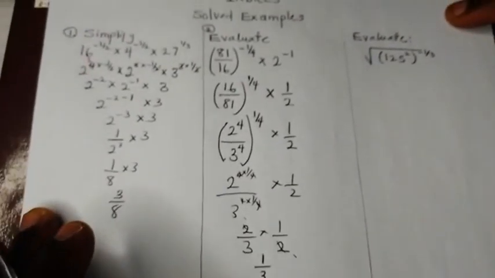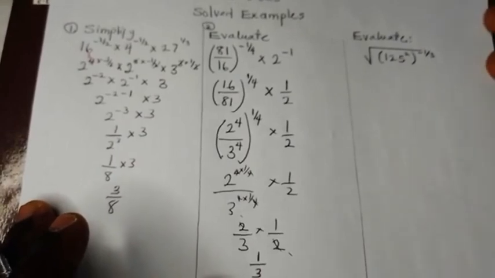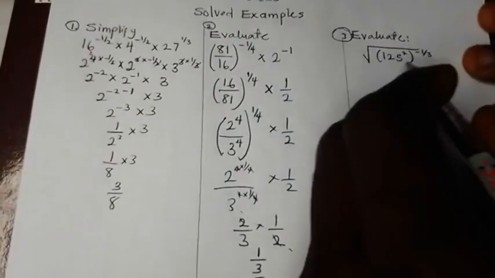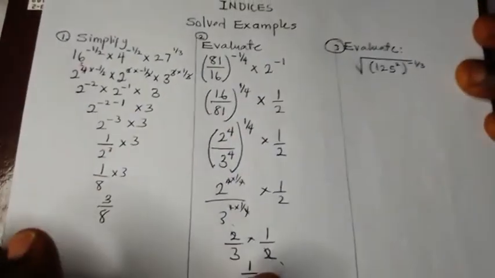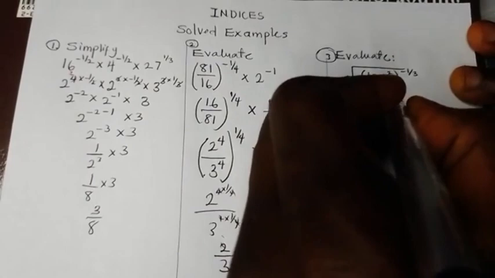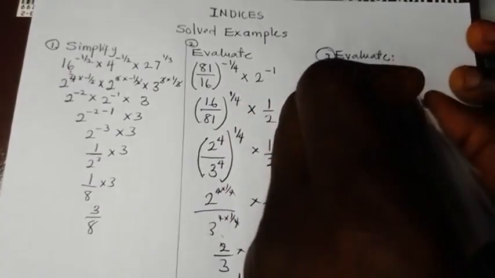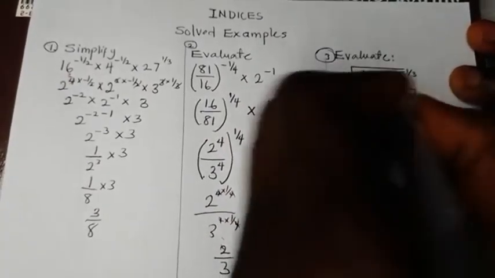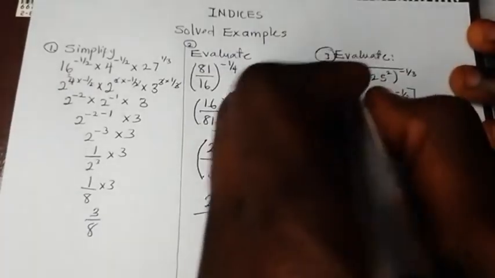So that's easy to understand too. And we move on to the third example. Now, this is our example 3. This one also, you can quickly see that you can rewrite this as 125 squared, all raised to the power minus 1 over 3. Then this square root can be written as raised to the power half.